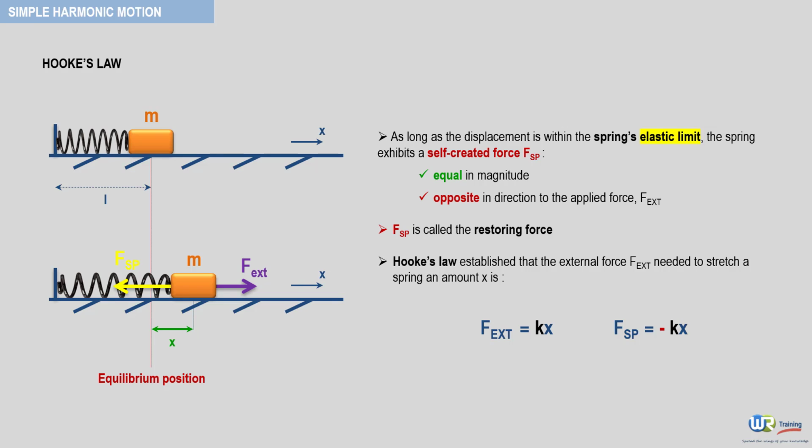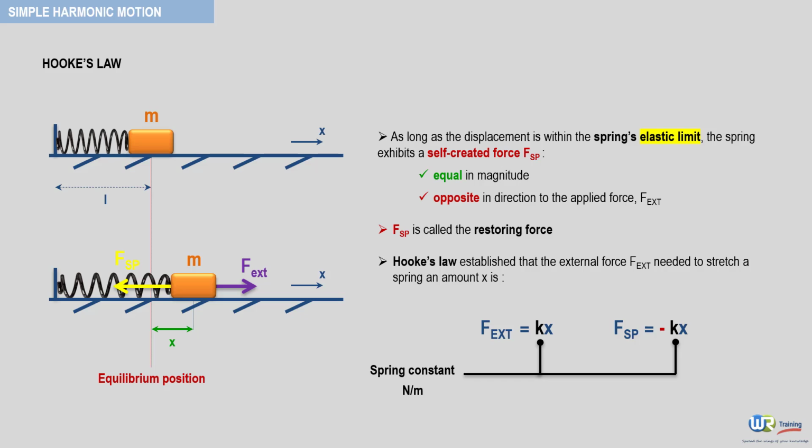In both of these two equations, k is a constant of proportionality called the spring constant and measured in newtons per meter. The negative sign in equation 2 for Fsp indicates that the spring force is opposite to the displacement that is measured from the equilibrium position.